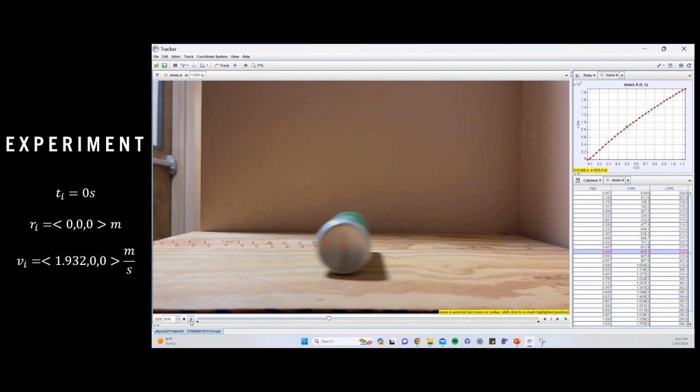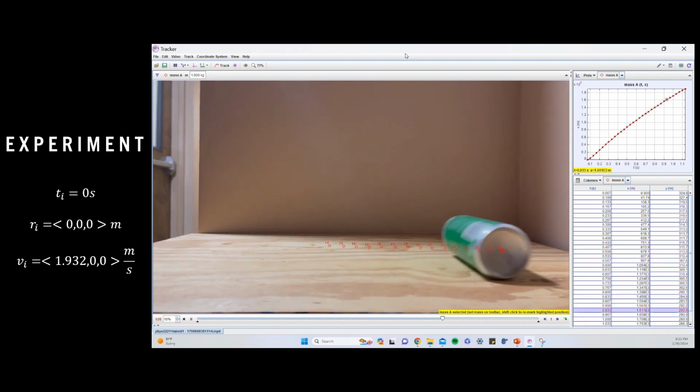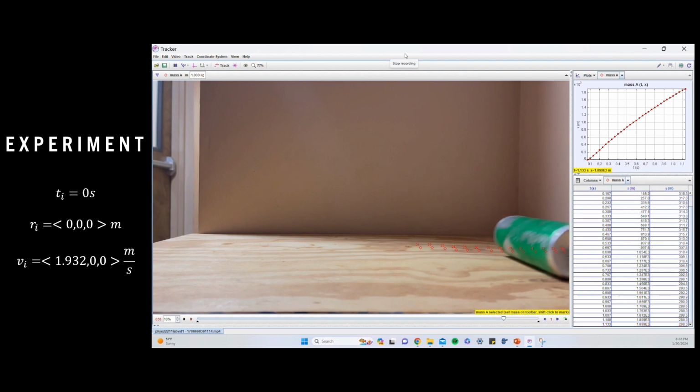And then for the video, here is what was put into the tracker. So I used the tracker to slow down the video and then try to pinpoint the center of mass at every frame so we could measure the change in position over a uniform amount of time, being 0.033 seconds for every snapshot. And then on the top right, you can see the measured values, which show a pretty strong correlation between the change in position and the change in time.